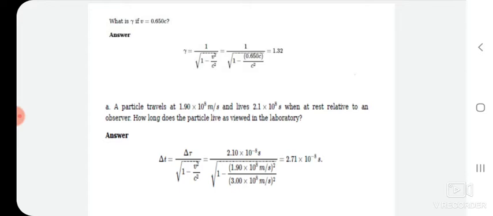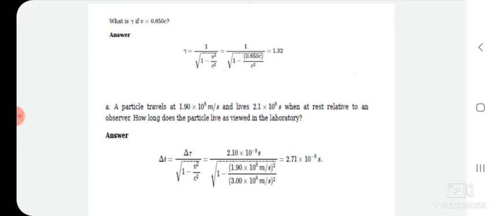In this problem, the given quantities are v, which is equal to 1.9 into 10 to the power of 8 meter per second, and proper time is 2.1 into 10 to the power of minus 8 second. If we substitute that value in our time dilation expression, that is time dilation is equal to gamma times proper time.